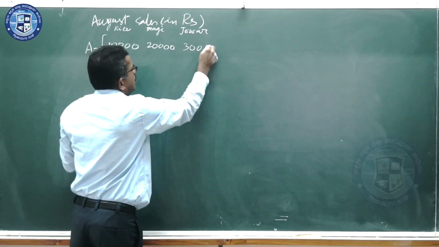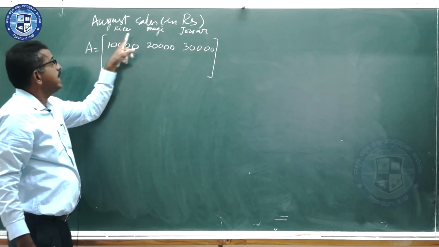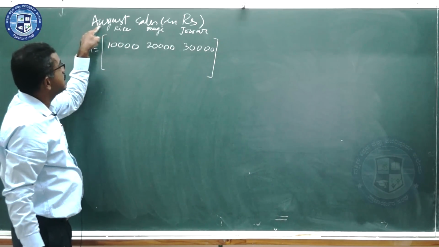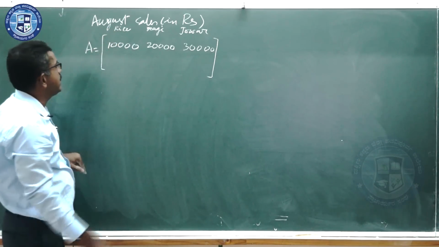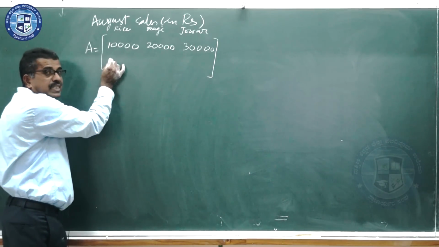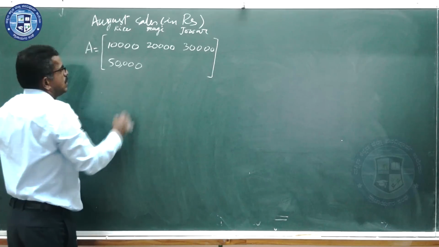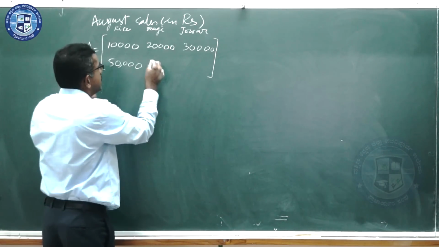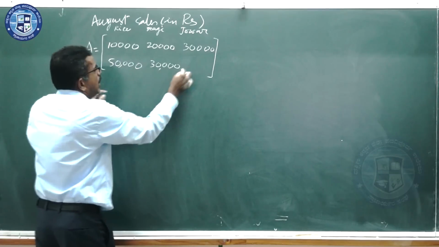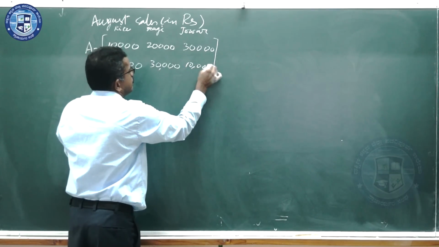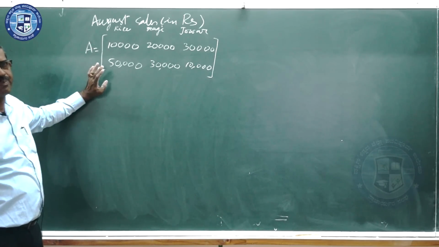You understand that, no? That 10,000 is sales by Sunny in the month of August, and he has sold rice for rupees 10,000. So similarly, let me take the second row as 50,000, that is by Saroja, and then 30,000, that is ragi, and 10,000. I have taken the same values as given in the NCERT book.